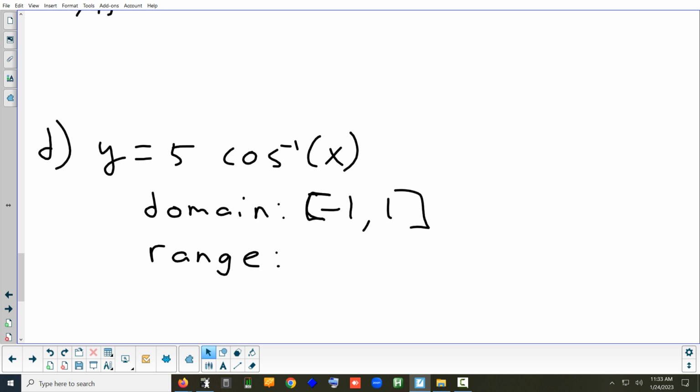What's the range of inverse cosine? 0 to pi. And we're stretching it by a factor of 5. So the lower end is going to be at 0, and the upper end? 5 pi.